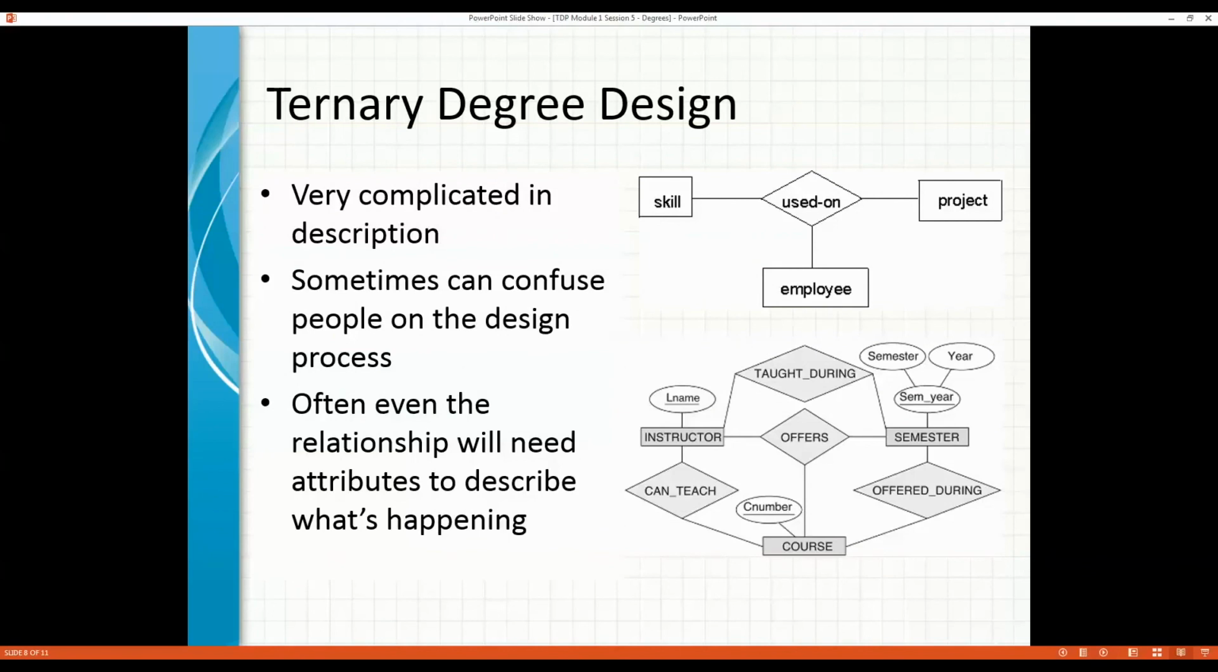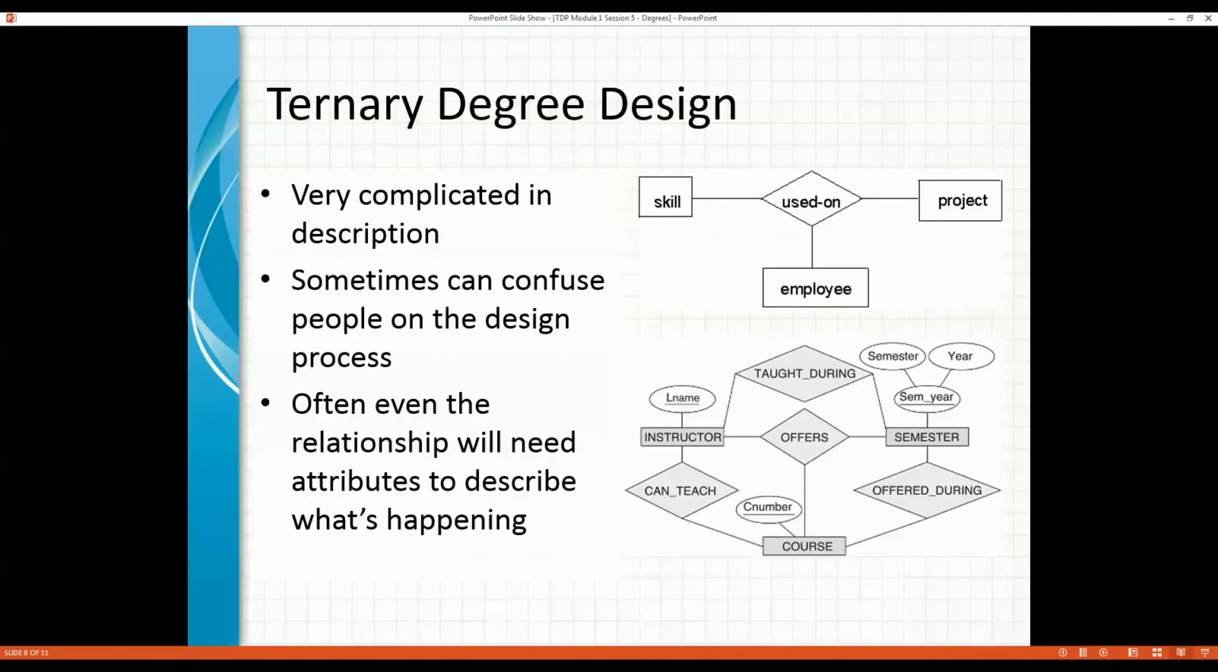And lastly, we have a ternary degree design here. We have two examples to the right. Now, ternary, again, is very complicated and sometimes can be a little difficult to describe. Having a ternary relationship might actually confuse people from time to time about what process is actually happening. Oftentimes, because there's a lack of knowledge about what's happening in there, you might have other relationships shown or actually attributes on the relationship to help better explain what is taking place.